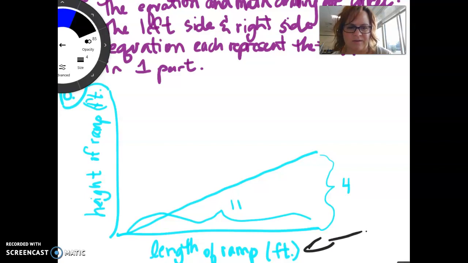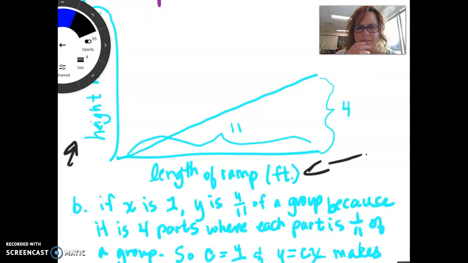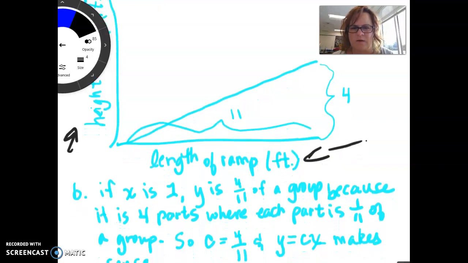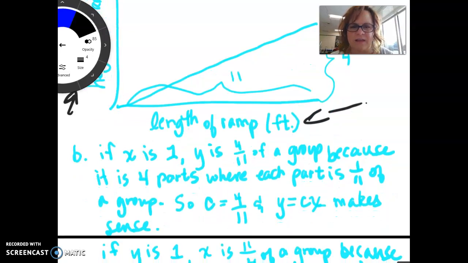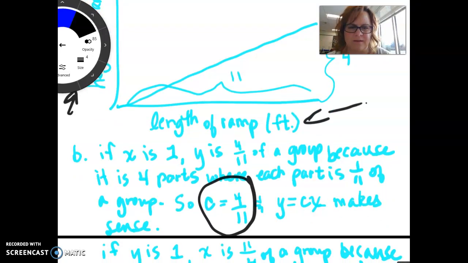Make sure that you have your x-axis and your y-axis labeled. This is my length of ramp, and this is my height, and we know that for every 11 we go in length, we go up 4. And so I just simply sketch what that might look like. So if x is 1, then we know that y is 4/11ths of a group, because it's 4 parts where each part is 1/11th of a group. And so the C in this case is 4/11ths.